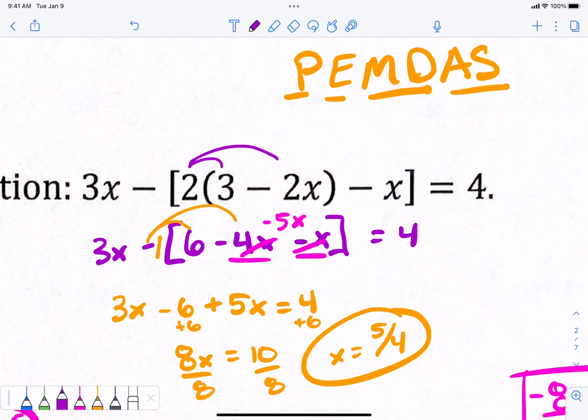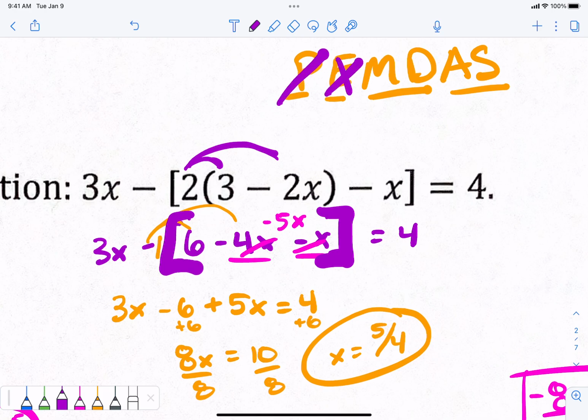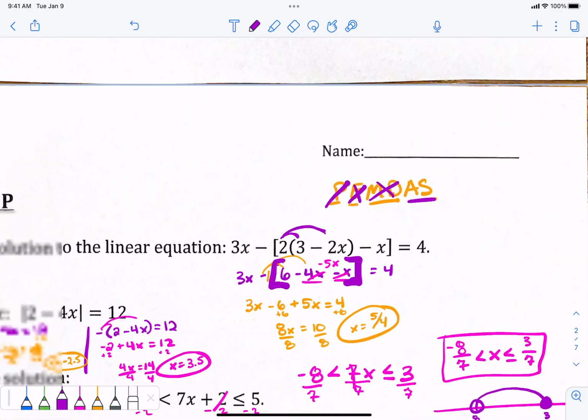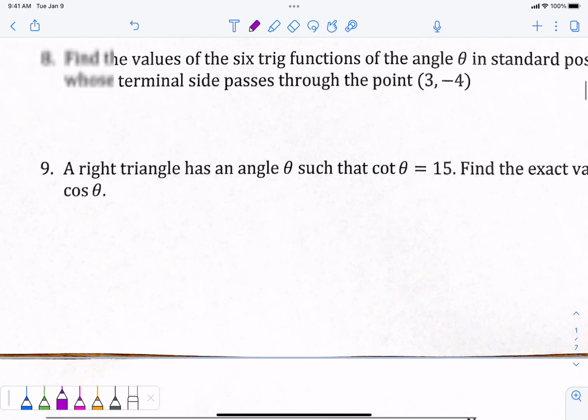So technically we did that here when we did 2 times 3 and 2 times negative 2x. And then we had another set of parentheses, so it's simplifying the stuff in this set of parentheses. That takes out my parentheses. We had no exponents to begin with. We don't have any multiplication and division after our parentheses are simplified, so we just add and subtract from left to right, combining like terms. So that's kind of how that works.